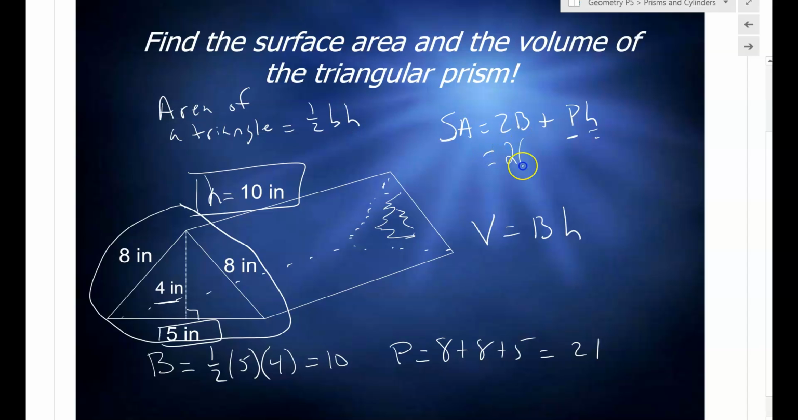So 2 times my B of 10 plus my perimeter of 21 times 10. What do we get here? We get 20 plus 210 is going to give me 230, and we're dealing with an area, surface area, so inches squared. So there's my surface area. Volume is a lot simpler. Oops, I started using the perimeter. It's going to be 10 times 10.